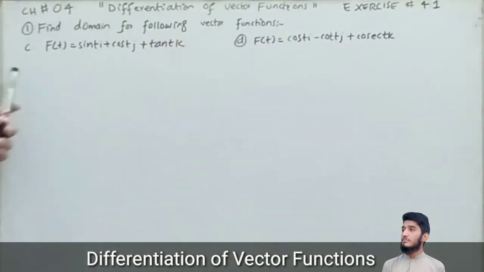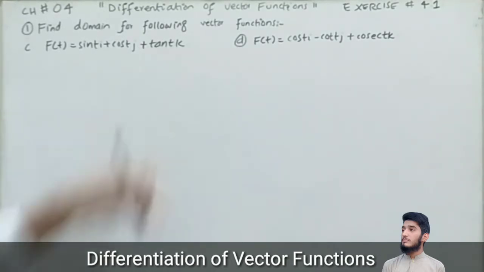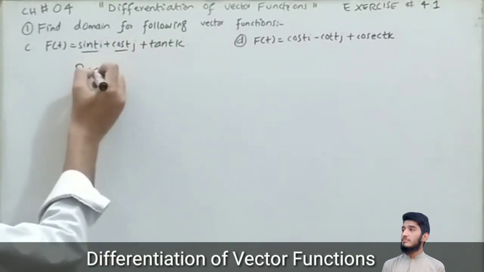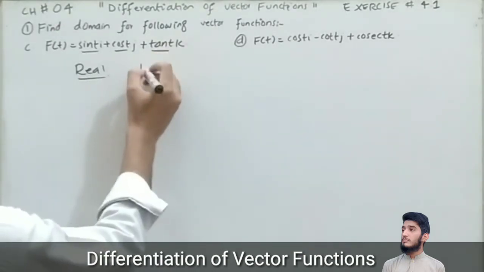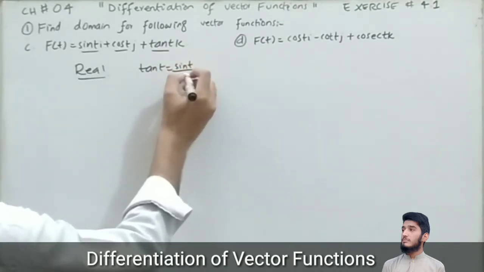Now move towards part C. f(t) = sin t i + cos t j + tan t k. Remember, the domain of sine and cosine is always real values. Now talk about tan t. You know that tan t can be written as sin t divided by cos t.